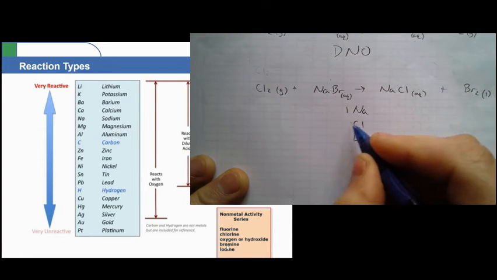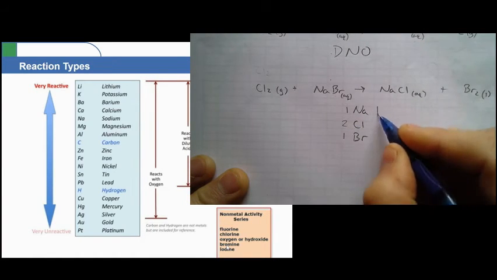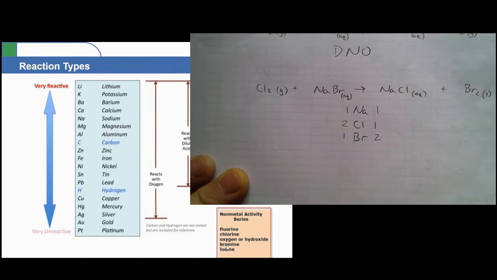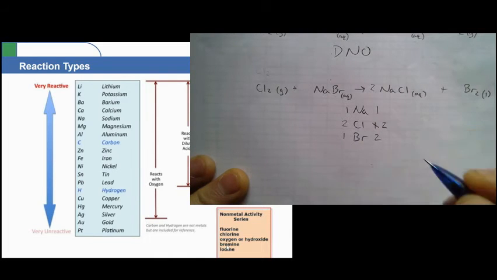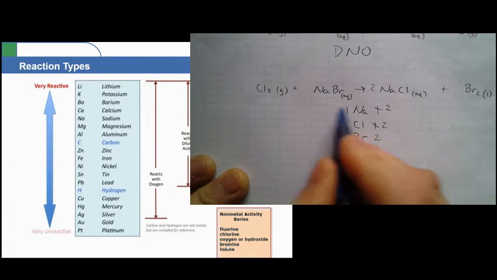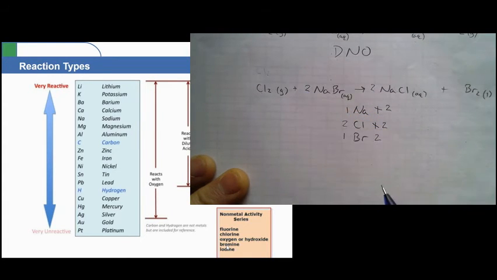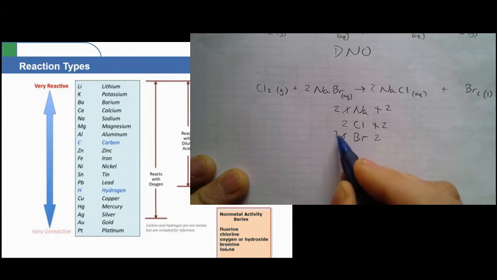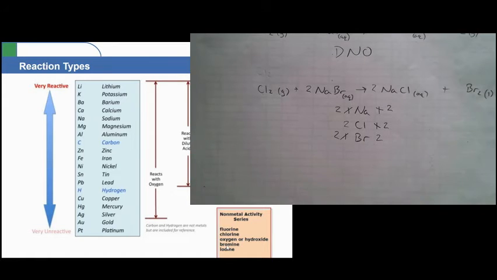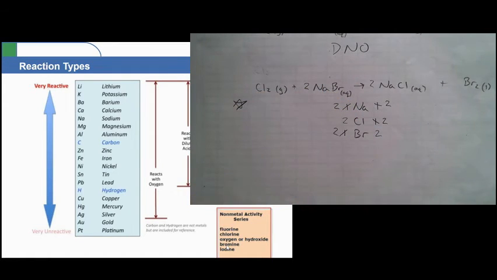We have 1, 2, 1, we have 1, 1, 2, and we go ahead and balance it. We put a 2 in front of the sodium chloride, that makes that a 2, and the sodium a 2. And we do the same thing here. We put a 2 in front of the sodium bromide to balance out the sodiums. That makes that a 2 and that a 2. And now it's balanced. So this one can occur. So just a couple of examples for you so you can do these problems if you need to.